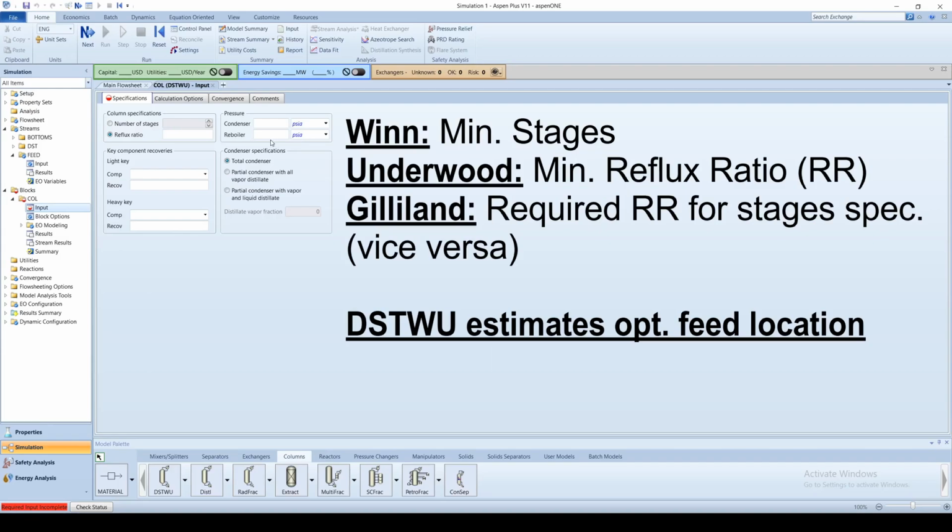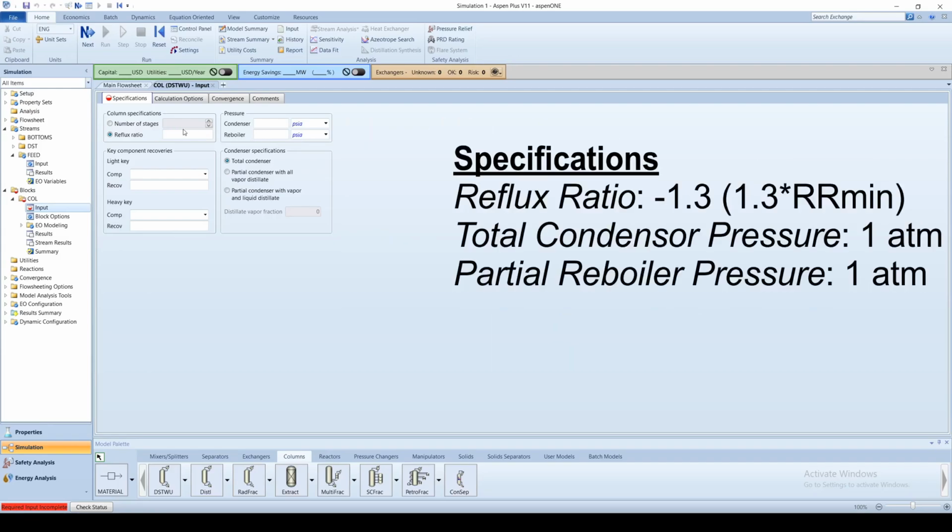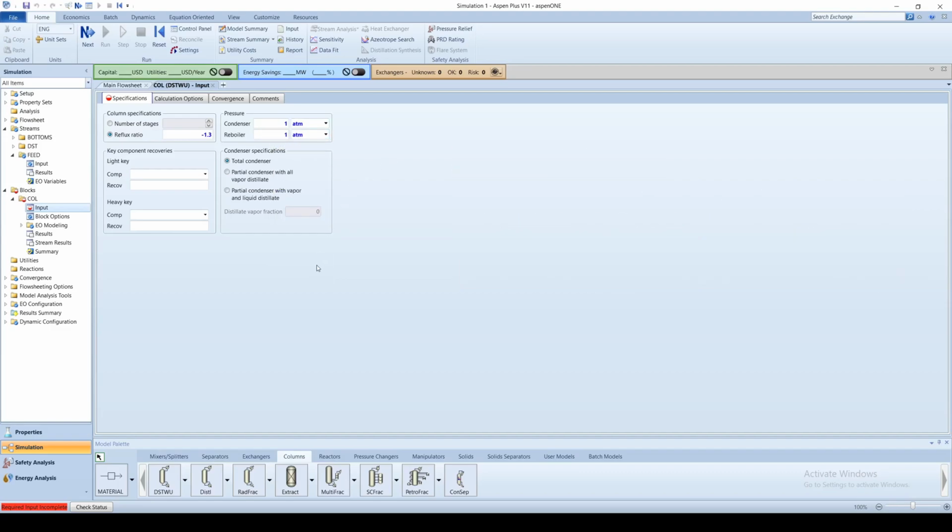For this simulation, assume you want a reflux ratio of 1.3 times the minimum reflux ratio. Enter -1.3 in the reflux box. The negative sign simply signifies to Aspen that you would like to use 1.3 times the minimum reflux ratio, rather than 1.3 as the actual reflux ratio. Next, specify that you have a total condenser and a partial reboiler operating at 1 atmosphere.